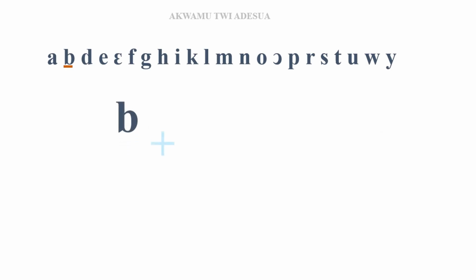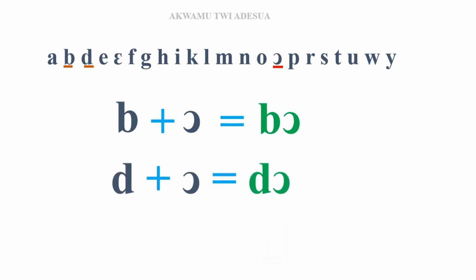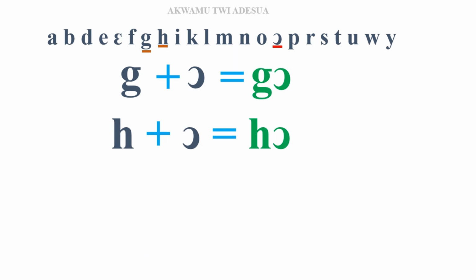B plus O will give us Bo. D plus O will give us Do. F plus O will give us Fo. G plus O will give us Go. H plus O will give us Ho.